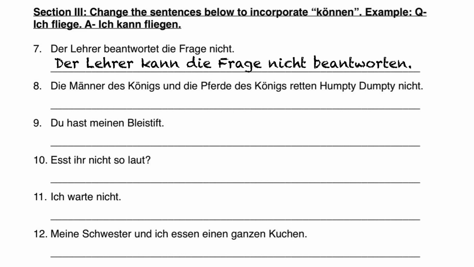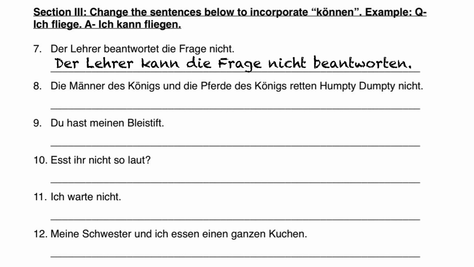Nummer 8. Die Männer des Königs und die Pferde des Königs retten Humpty Dumpty nicht. All the king's men and all the king's horses are not rescuing Humpty Dumpty. Now we want to use the actual line from the fairy tale, and that would be, all the king's men and all the king's horses couldn't put Humpty Dumpty together again. But we want to use the present tense, so we have to say, can't put Humpty Dumpty together again.